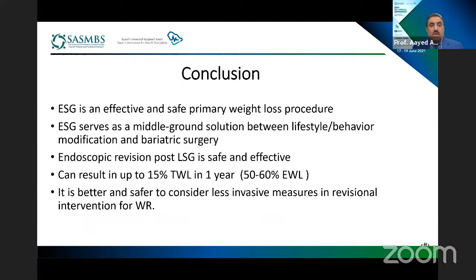In conclusion, ESG is an effective and safe primary weight loss procedure, as has been shown, and now we have the randomized study coming out. And ESG serves as a middle ground solution between lifestyle and behavioral modification and bariatric surgery. Endoscopic revision post-LSG is safe and effective, and can result in up to 15% total weight loss in 1 year time, which corresponds to 60% excess weight loss. And it is better and safer to consider less invasive measures and revisional intervention before going for major revisional surgery, knowing the complications of surgery.